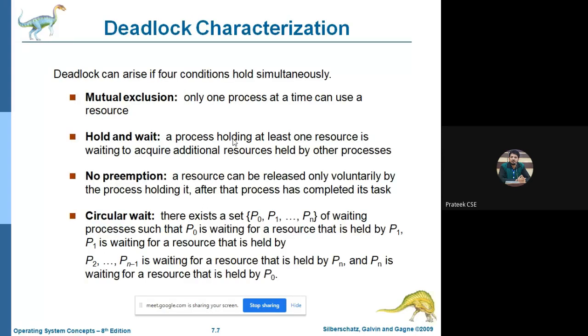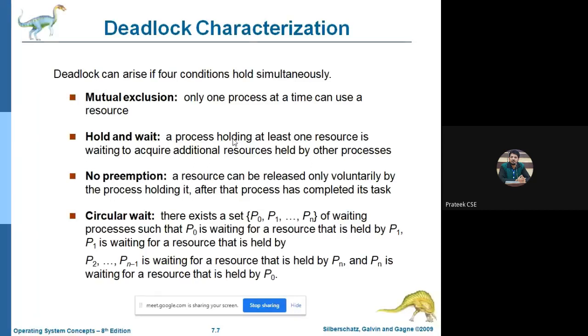And this is very important, deadlock characterization. So these are 4 different conditions for the deadlock to occur. So if all 4 conditions hold simultaneously, then only deadlock will occur. अगर इनमें से कोई एक भी condition hold नहीं हो रही, then deadlock नहीं होगा system में.